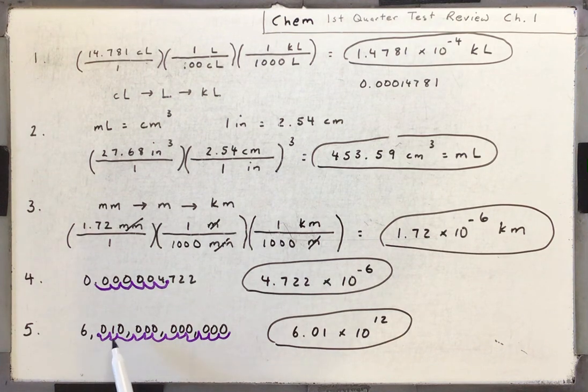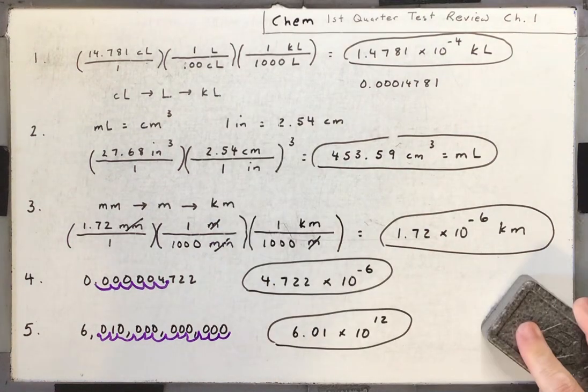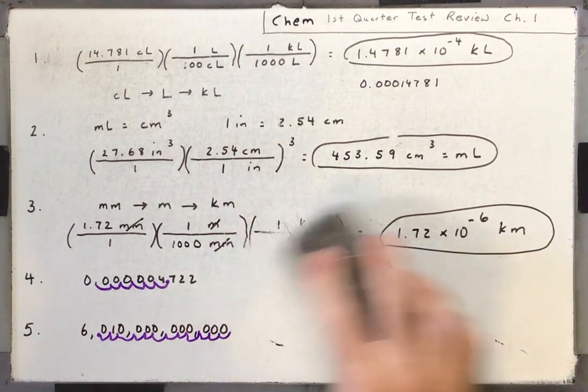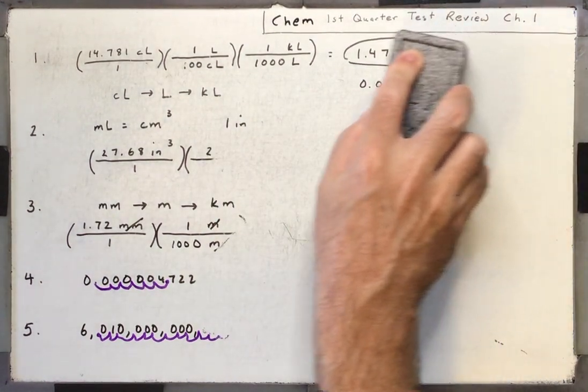All right, so don't do it as 601 times 10 to the 10th. That's technically correct, but the way we want you to do it is stop when you get to that very front number there. Okay. All right, 5 down, 6 problems to go.